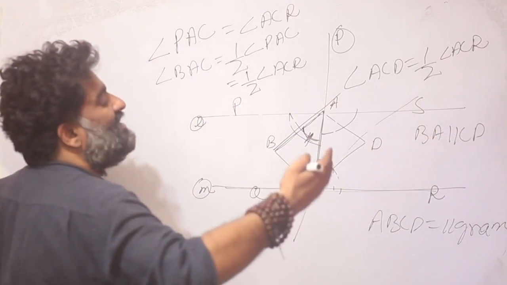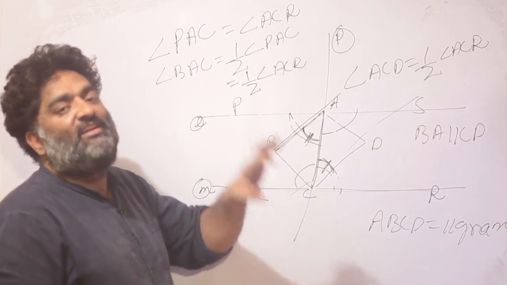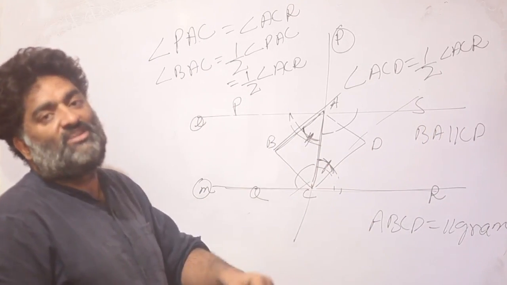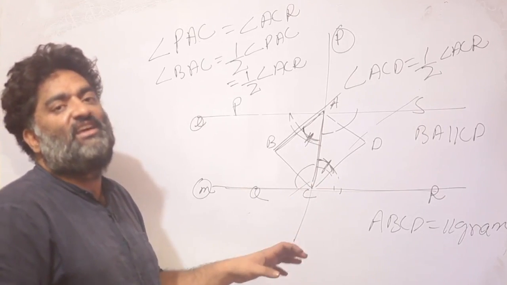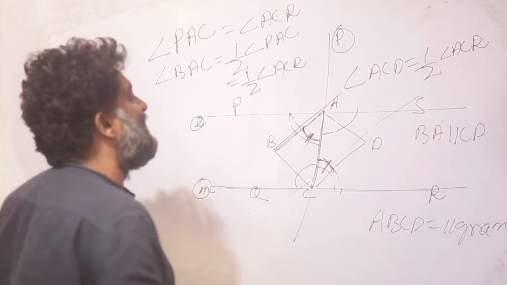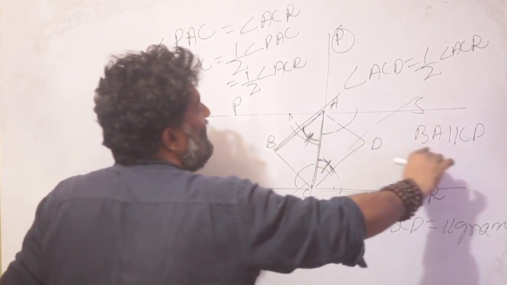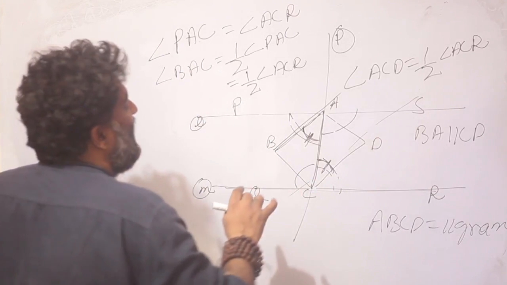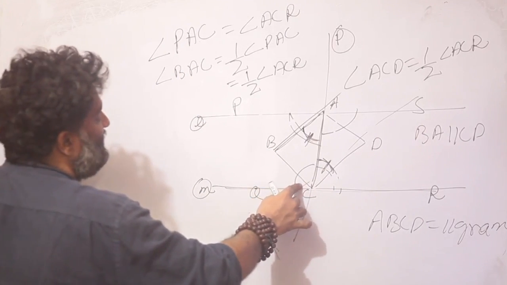When the lines are parallel, the transversal creates alternate interior angles which are equal to each other. If the alternate interior angles are equal to each other, the lines are going to be parallel. So now I know BA is parallel to CD. I can very much run the same process here.